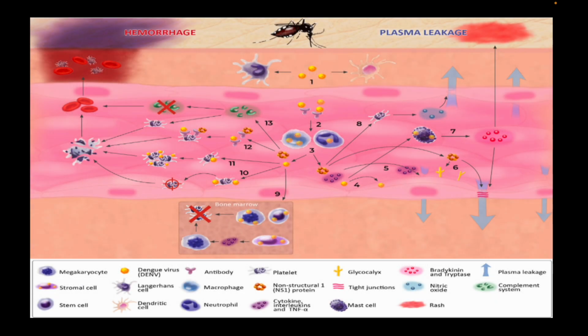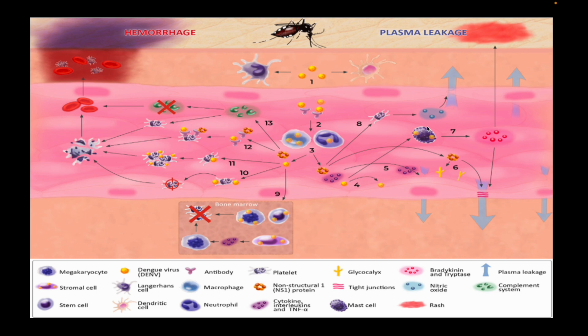So this is the pathophysiology of how it occurs. Here you can see the mosquito injects the virus, which is getting attracted to the inflammatory cells such as macrophages and Langerhans cells, which are then taking them to the lymph nodes where the inflammatory process is aggravating.